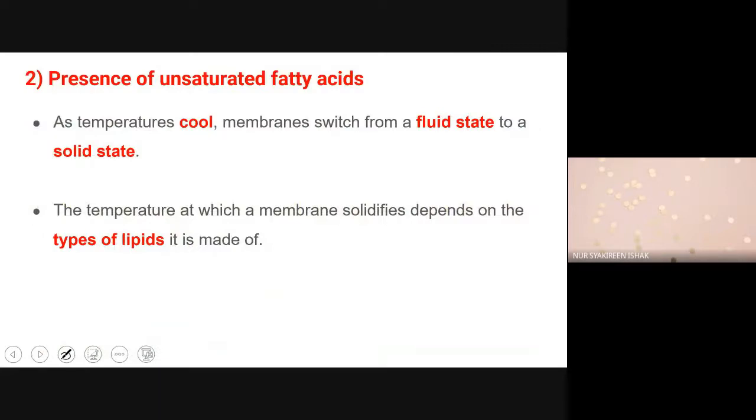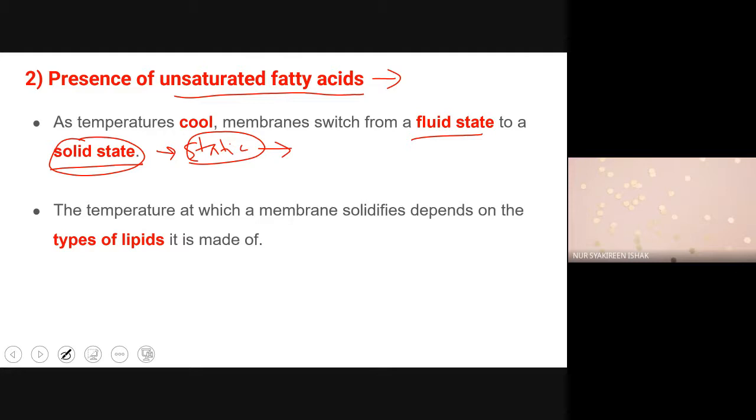So the presence of unsaturated fatty acid only occurs in plant cell. As temperature cools, the membrane switches from a fluid state to a solid state. So solid, it will cause the plasma membrane to be static, kan? Static. So if static, the plasma membrane cannot carry out its function, for example, to allow the entry of molecules in and out of the cell. So this can cause the membrane to not function properly. If the membrane cannot function properly, the cell will not function.